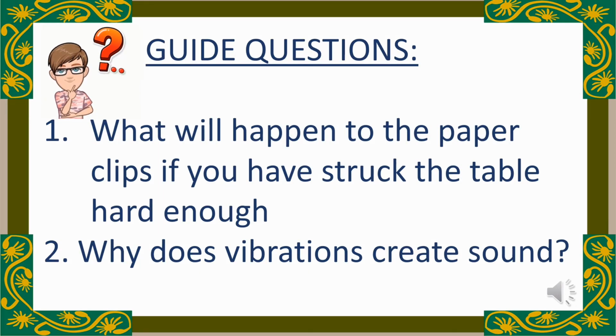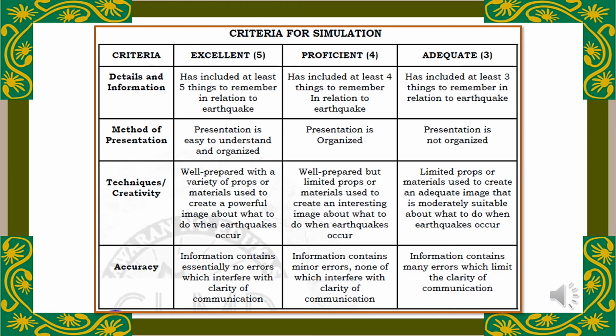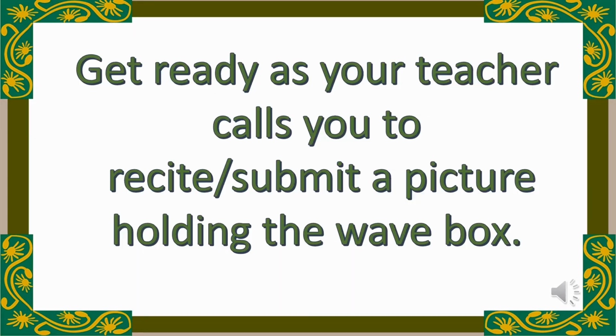Guide questions. Number 1. What will happen to the paper clips if you have struck the table hard enough? Number 2. Why do vibrations create sound? Criteria for simulation: excellent, 5 points, proficient, 4 points, adequate, 3 points. Under criteria, we have details in simulation, method of presentation, techniques, creativity and accuracy. Get ready as your teacher calls you to recite or submit a picture holding the wave box.